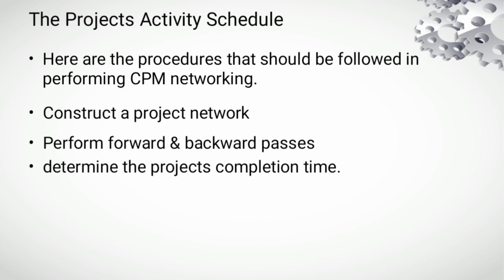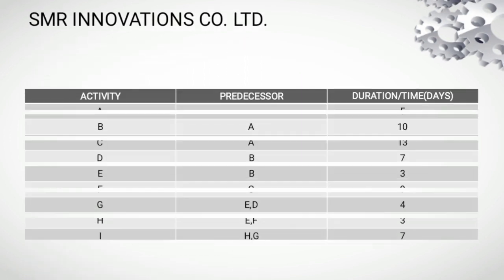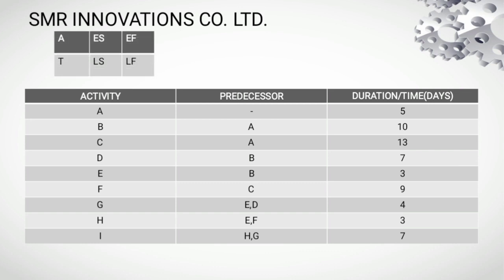The project's activity schedule. Here are the procedures that shall be followed in performing CPM networking: construct a project network, perform forward and backward passes, determine the project completion time, calculate slack values, and take the critical path. Here's our table node convention, where A means the activity, T is the time, and D is the expected duration.